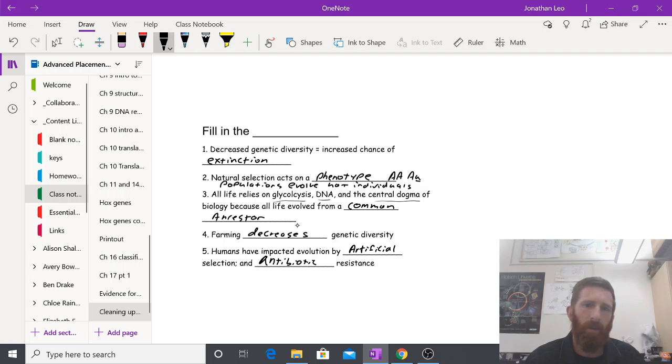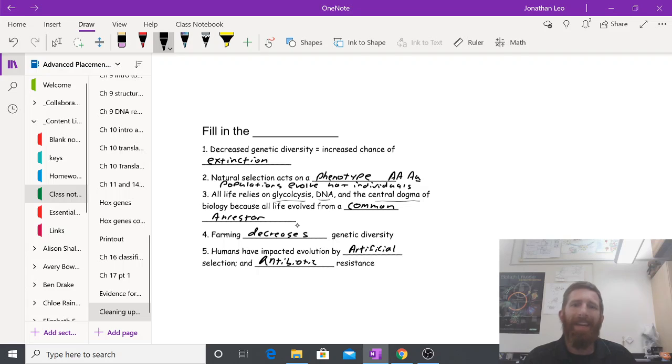And then last but not least, humans have impacted evolution by artificial selection and antibiotic resistance. With artificial selection, we're intentionally breeding for traits, as in wheat, mustard, broccoli, cauliflower, different things like that. Dogs, right?